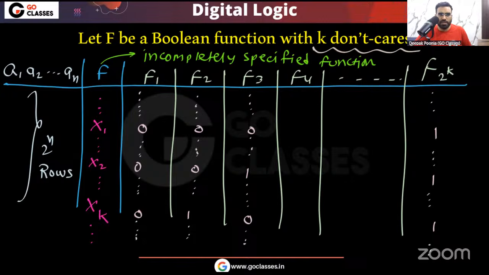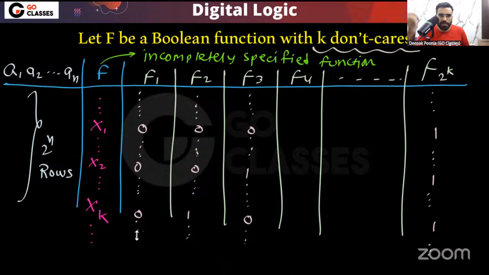Now let me tell you that this function with don't care combinations is an incompletely specified function. Because there are k don't care combinations, this corresponds to a set of 2 power k distinct functions. A few of these functions can give you the minimal SOP for f. Remember, the minimal SOP for a function may not be unique. So for this function f, if I find the minimal SOP, then one or more minimal SOPs are possible.